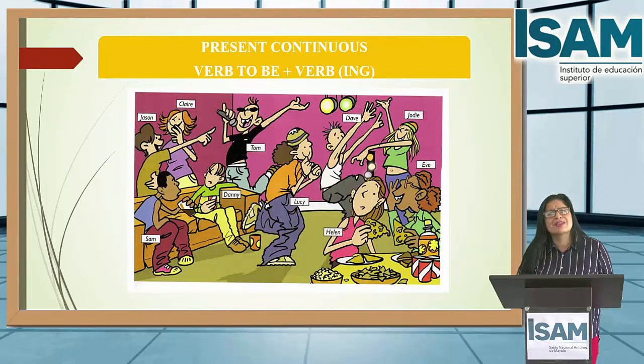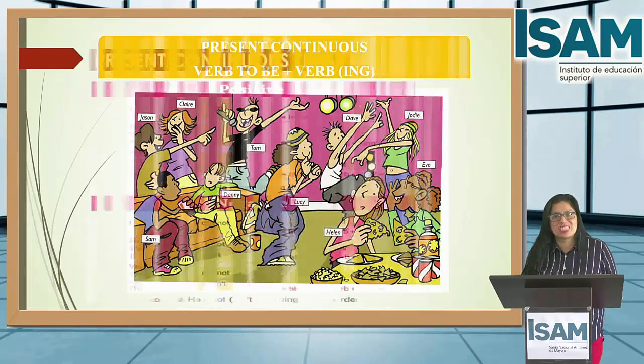Now, what about Sam, student? Sam also is drinking. Maybe he is drinking some beverage. And also Sam is talking to Danny, and Danny is talking to Sam. Yes? Okay, now let's continue here and learn about the present continuous.